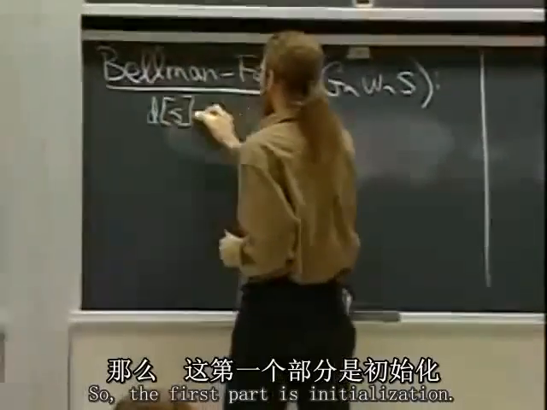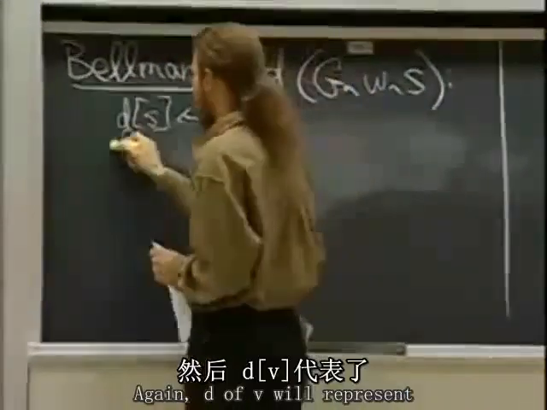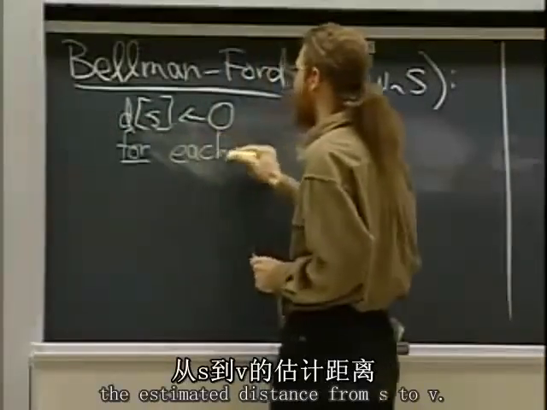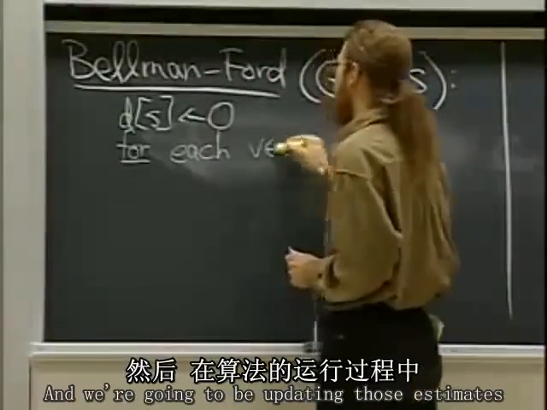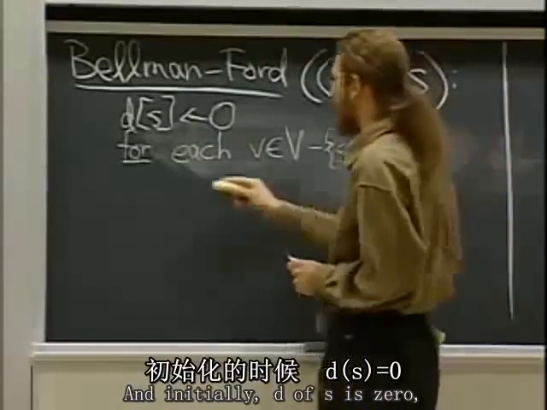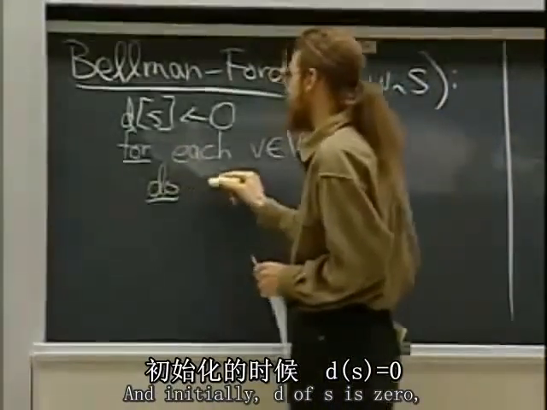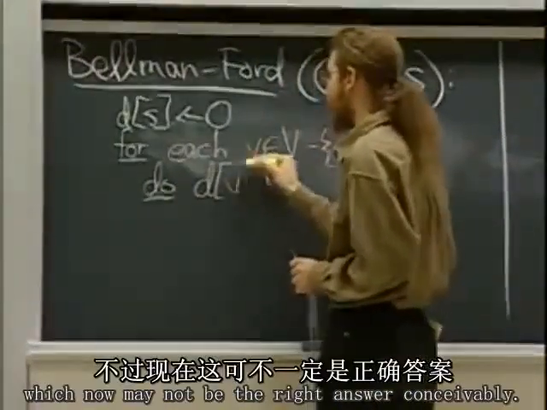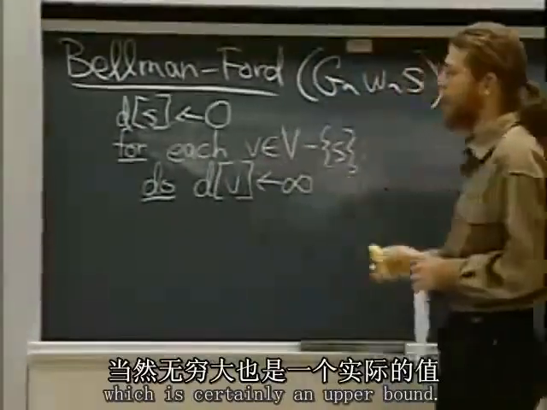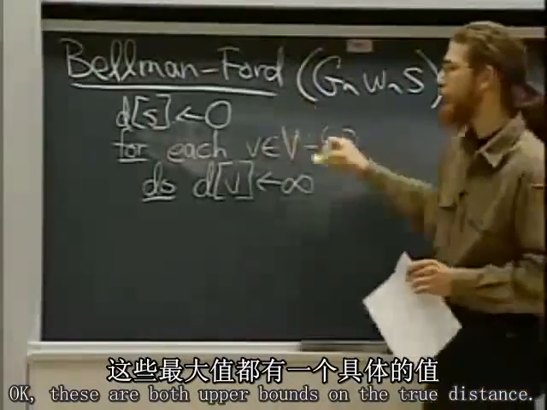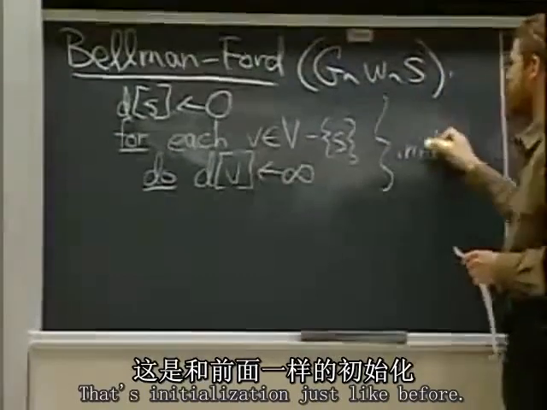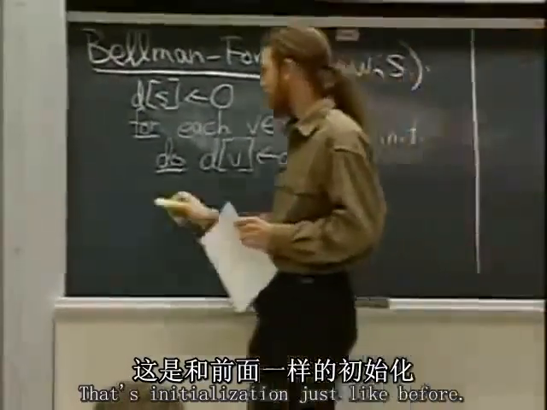So the first part is initialization. Again, d of v will represent the estimated distance from S to v. And we're going to be updating those estimates as the algorithm goes along. And initially, d of s is 0, which now may not be the right answer, conceivably. Everyone else is infinity, which is certainly an upper bound. Okay, these are both upper bounds on the true distance. So that's fine. That's initialization, just like before.